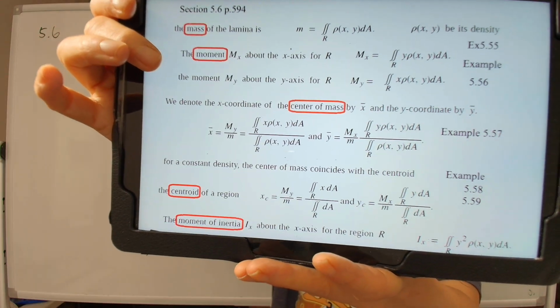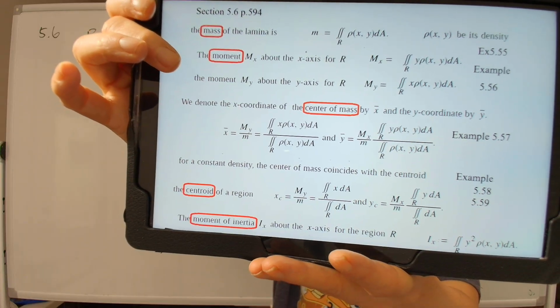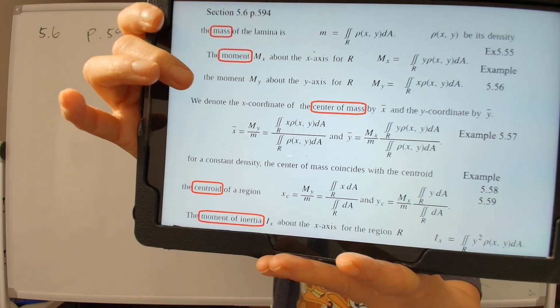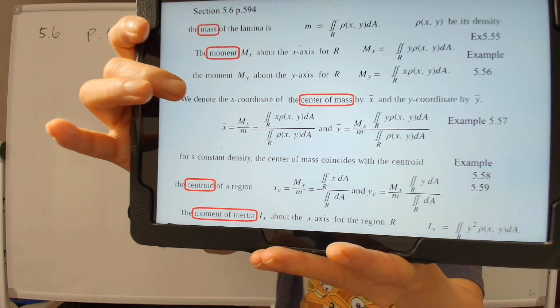Next, the moment. What's the moment? The moment is like the mass, except you stick a distance in it, y or x. Okay, and so you put it in and you integrate. So please do example 5.56.